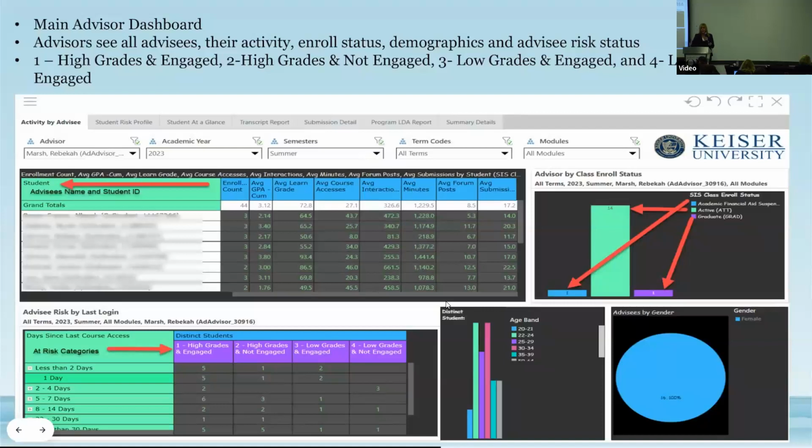And then there's some demographic information. They can see if any of the students are on SAP or probation issues. So right away, that advisor sees a lot about their students, even the at-risk categories.